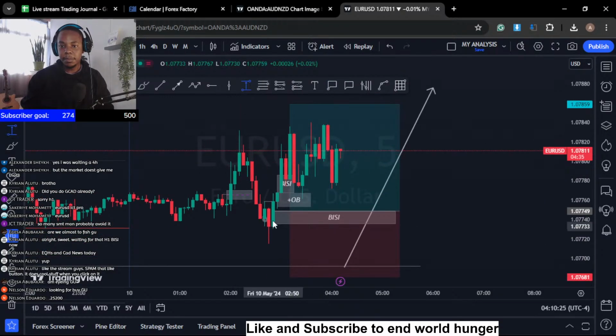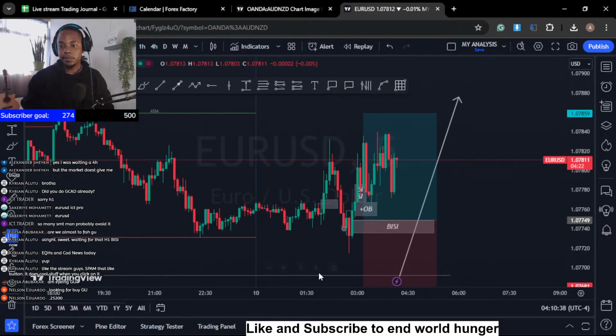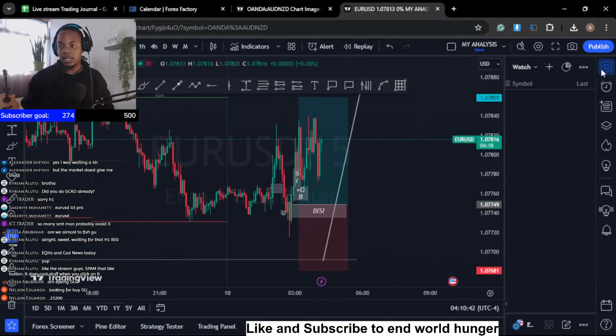How many pips was this actually? Let's just say from this order block, that was like 7 pips. Yeah, 7 pips.